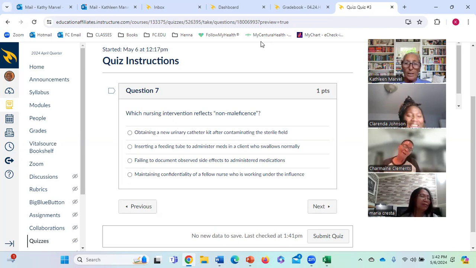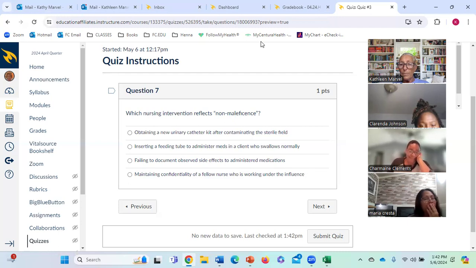Okay, let's go to the correct answer first and then we'll answer the other ones. A is the correct answer. Which nursing intervention reflects non-malfeasance? That means what corrective action was taken when something was potentially going to cause harm. So apparently in A, when they tried to do a catheterization, the sterile field was contaminated. So what did they do? Obtained a new kit. Do no harm. The rest of them do harm.